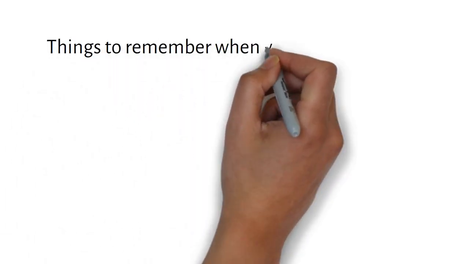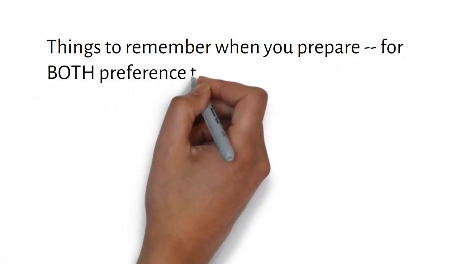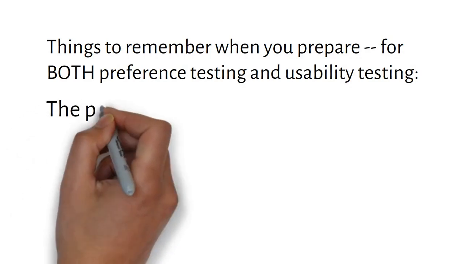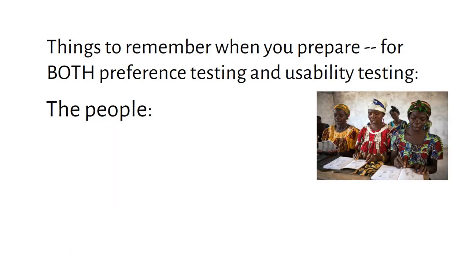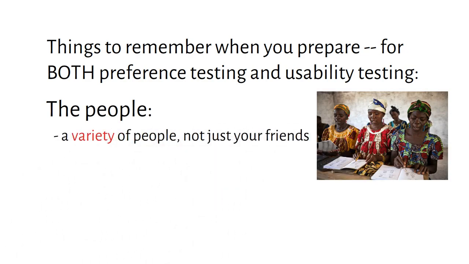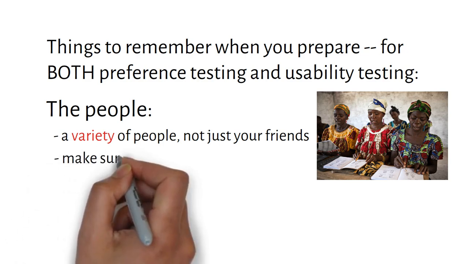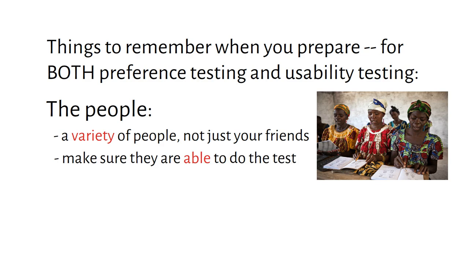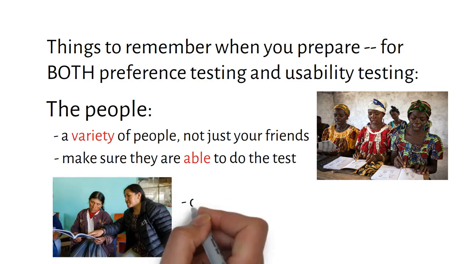I see. What are some things to remember when you prepare for both preference testing and usability testing? First, let's talk about people. You should test a variety of people, not just your friends or part of your group. Also, make sure they are able to do the test. Don't ask them to do something they can't do. So they should have some basic reading skills.